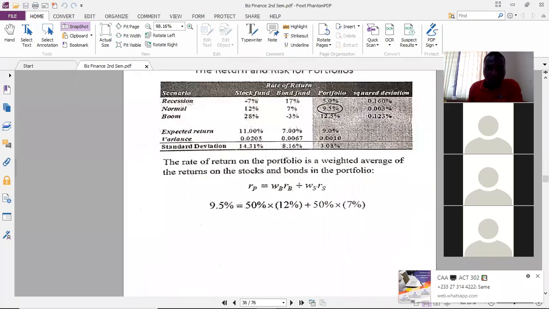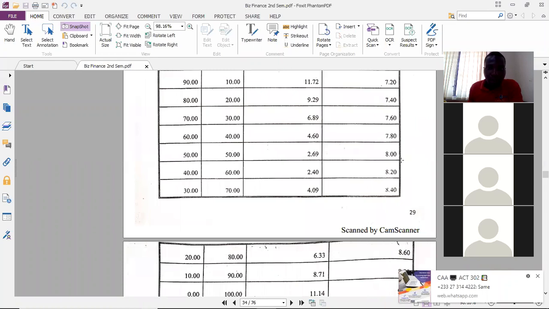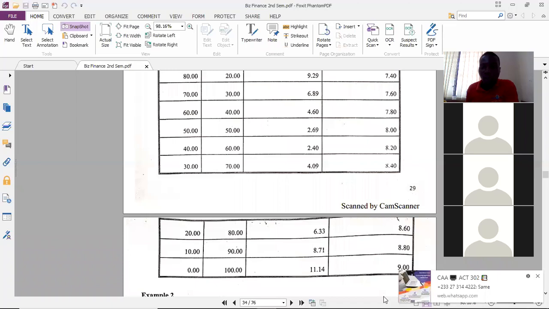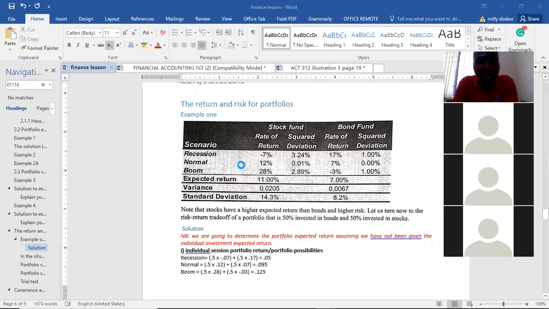So where we are starting today actually starts from here. If we are talking about the return and risks for portfolios, how do we calculate it using different methodologies? That is basically what we are talking about now. So kindly get it. I'm going to share it on the page for you. Those who don't have the handout, download it quickly, and then we continue from there.